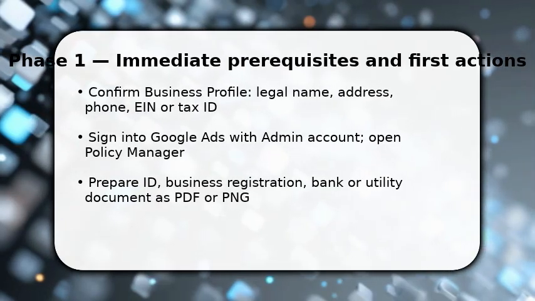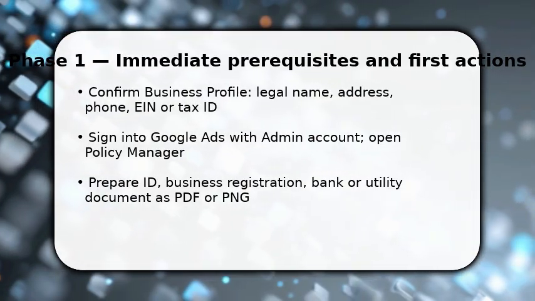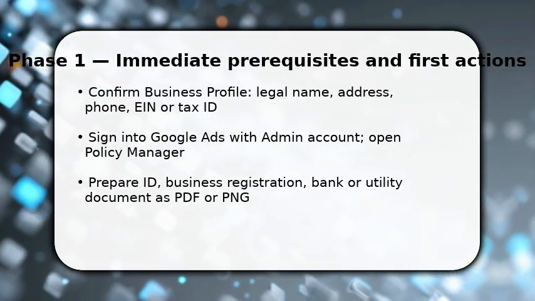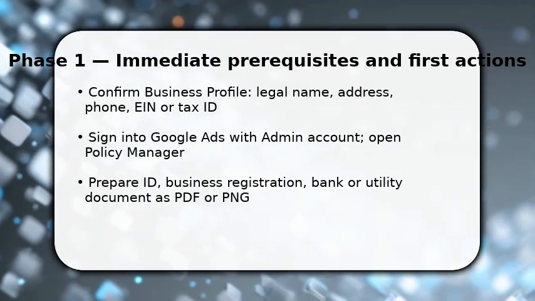You begin by confirming the exact legal business name and the admin Google Ads account. This avoids mismatches later. Once done, open Policy Manager and choose Verification. Pick business or individual based on your setup.